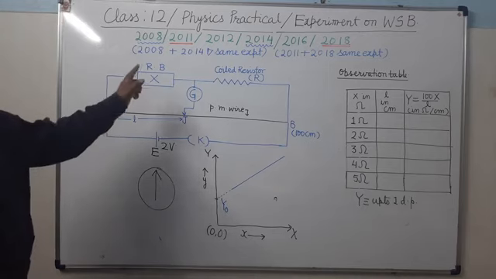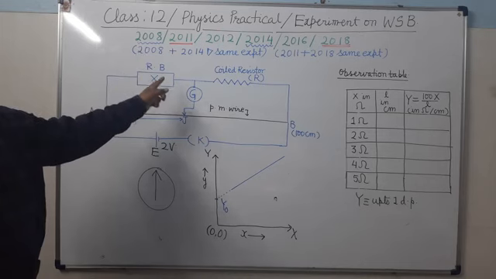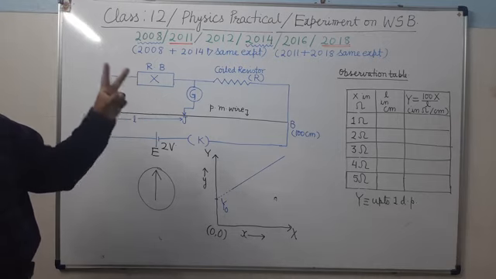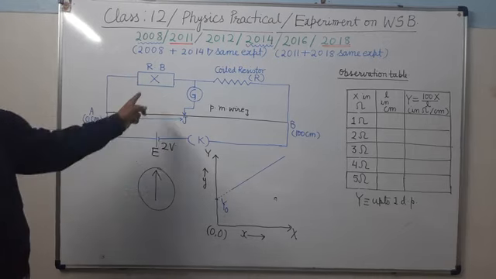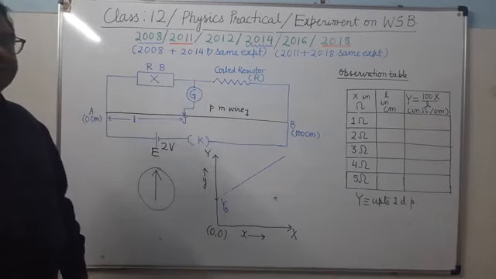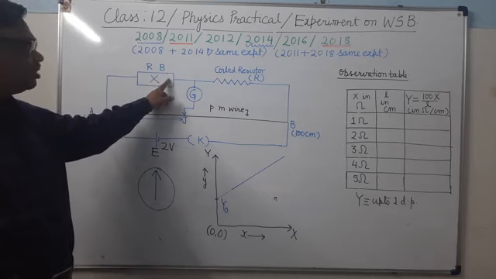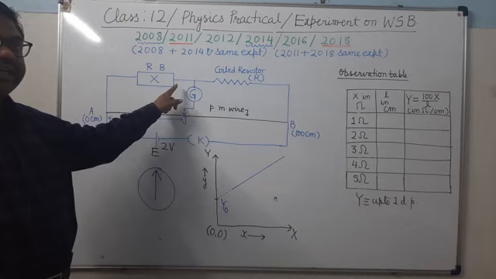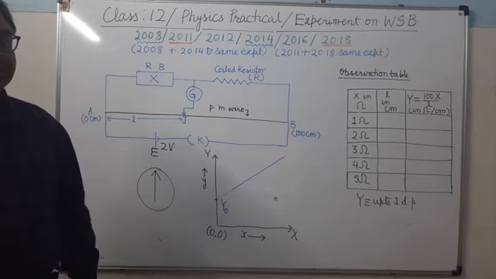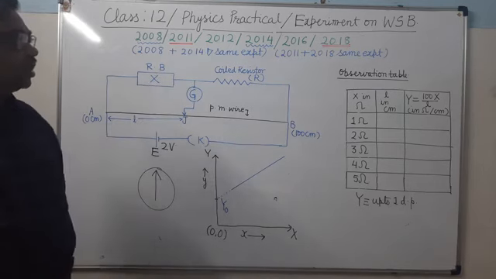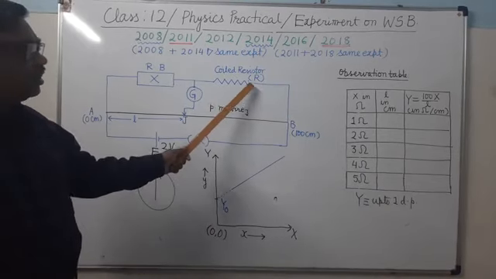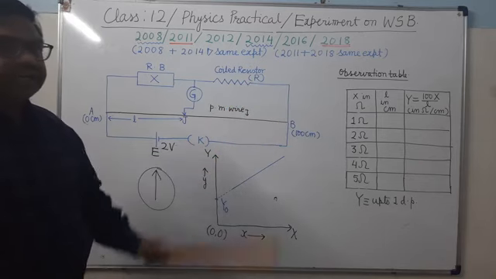Then see here, from the other binding terminal of the resistance box, you will take out two wires. One will connect to the galvanometer and the other to the coiled resistor. मतलब जो दो वायर रेजिस्टेंस बॉक्स के दूसरे बाइंडिंग टर्मिनल से निकालेंगे उसमें से एक गैल्वेनोमीटर से कनेक्ट हो जाएगा, एक कॉइल्ड रजिस्टर से कनेक्ट हो जाएगा. This is very important because students make mistakes here. Then the other binding terminal of the coiled resistor is connected to the end B.